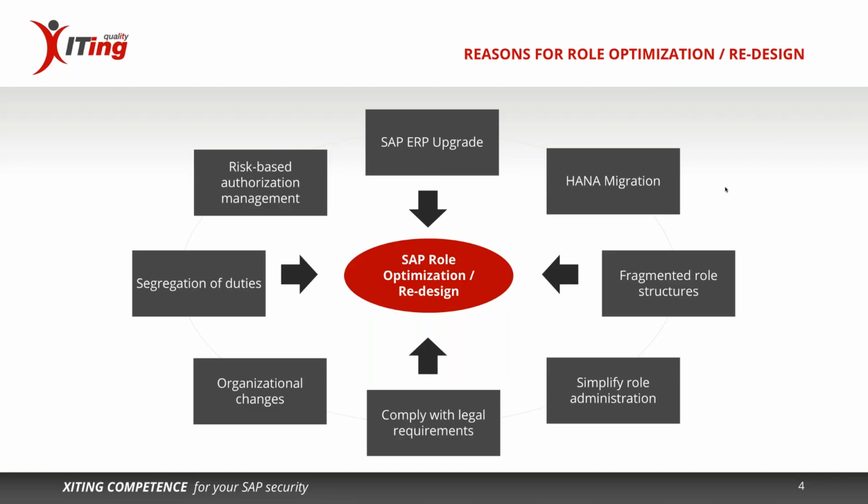So let's jump into the reasons for why you may want to do a role optimization or role redesign. There are certainly a lot of different reasons, and they vary from customer to customer, of course, but an ERP upgrade could be one of those reasons. Or maybe you decide to migrate to S/4HANA. S/4HANA has a very different data model than your, let's say, legacy ECC system. And so if you would like to migrate, you have to redesign your roles to make sure you take out any of those T codes that don't exist anymore on HANA, replace them with potentially new T codes, etc.